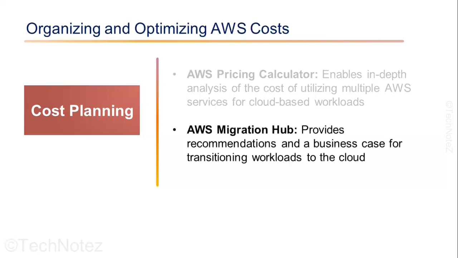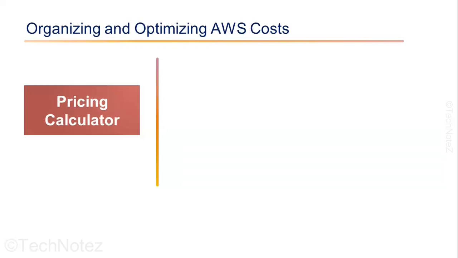AWS Migration Hub. AWS Migration Hub is a service provided by AWS that allows you to track and manage your application's migration to the AWS cloud. It allows you to track the progress of your migration using a dashboard and provides detailed information. AWS Migration Hub can be used to migrate a wide range of applications, including on-prem, virtualized, cloud-based workload, as well as database and storage. The AWS Pricing Calculator is a web-based tool provided by AWS that allows the customer to estimate the cost associated with various AWS services.